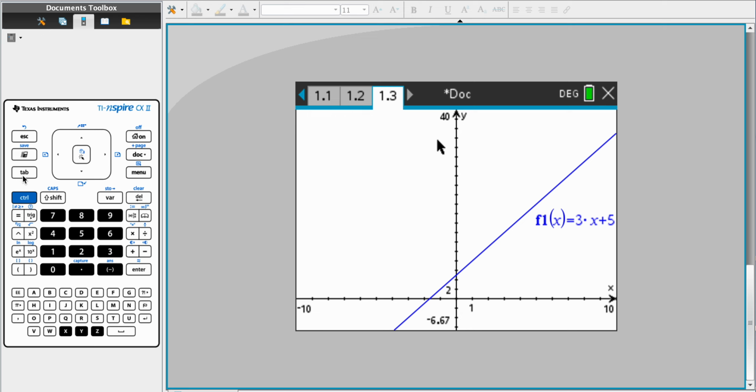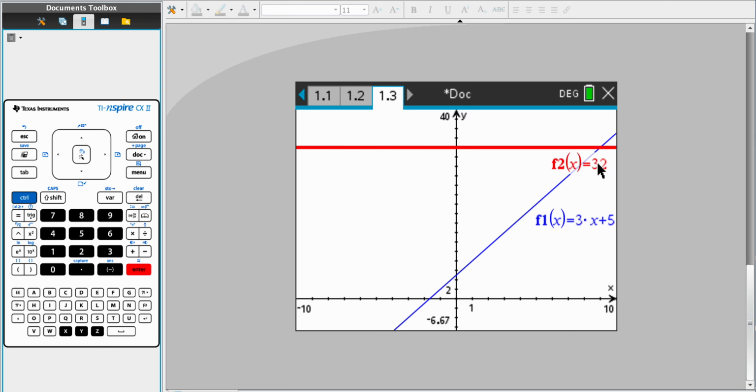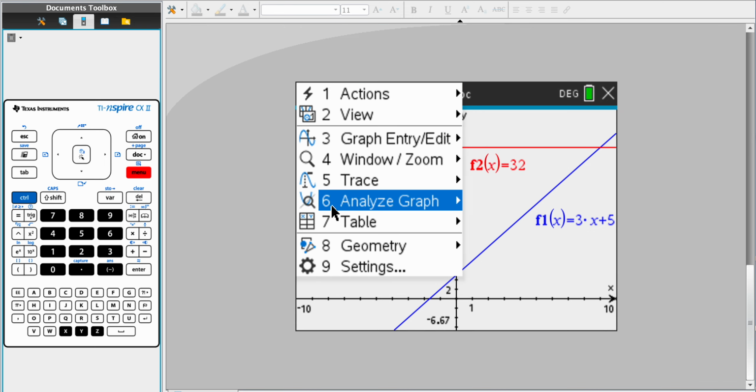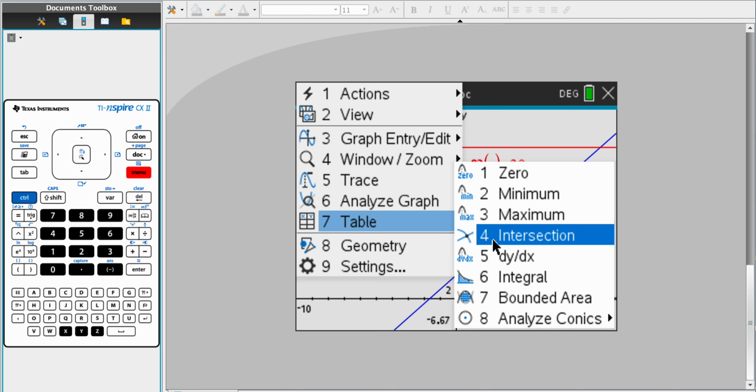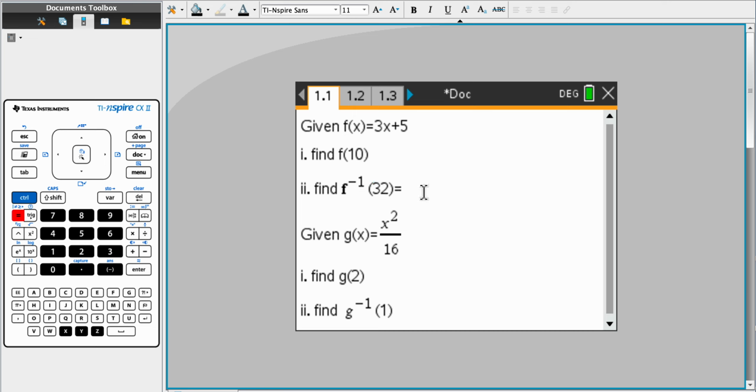That is what we are expecting. So let's add that line. Tab and 32. Okay, so the intersection will be the solution or the answer for this question. So how to find the intersection? Menu, number 6, analyze graph, and we choose number 4, intersection, and we are going to trace this, and we get 9 as the answer. So the 32 is the y value, and the 9 is the x value. That is exactly what the question is looking for. So this is 9, and f(10) we got 35 earlier.